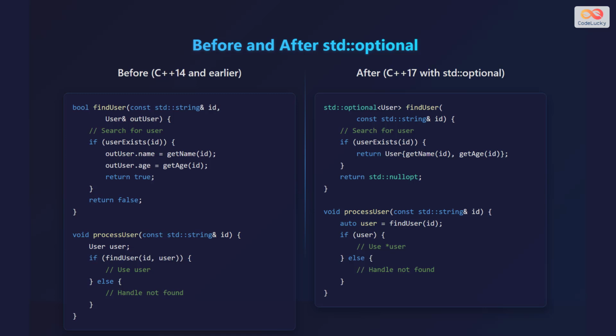After std::optional was introduced in C++17, the findUser function now takes only the user ID as input and returns a std::optional<User> object. To process the user, you call the findUser function and store the result in the user variable. If user has a value, it means a user was found, and you can proceed to use the user data. Otherwise, handle the case where the user is not found. As you can see, std::optional makes the code cleaner and more expressive.